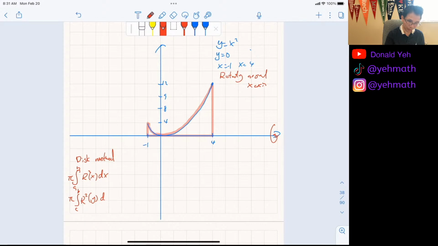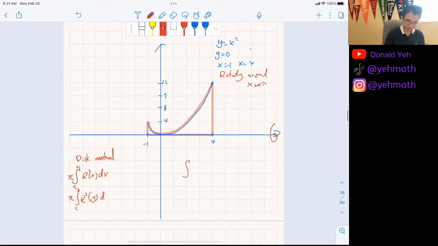So how would I set up this equation? What we should not forget. Don't ever forget volume. You have to have a pi in front because of the pi r squared. So I'm going to write down a pi. From what bound to what bound? What? Speak up, Devin. -1 to 4. Yeah, don't speak underneath your breath.